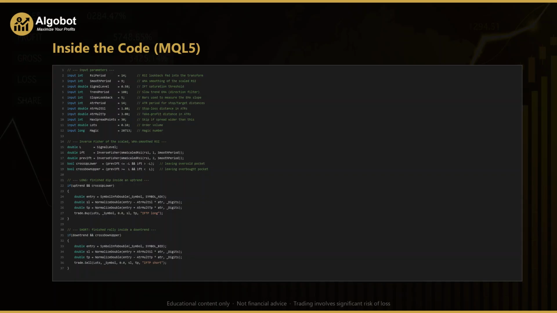The short block mirrors it exactly. If downtrend and cross down through the upper level, take the bid price. Place the stop 1.8 ATR above entry, the target 3 ATR below, and call trade.sell.